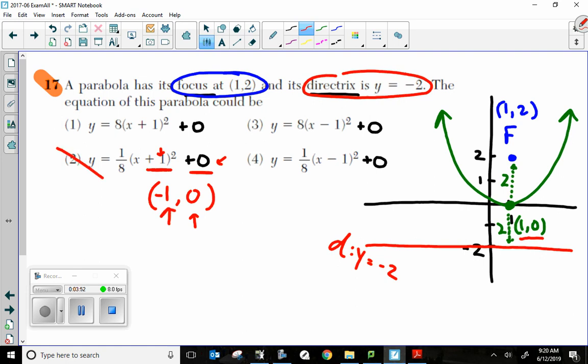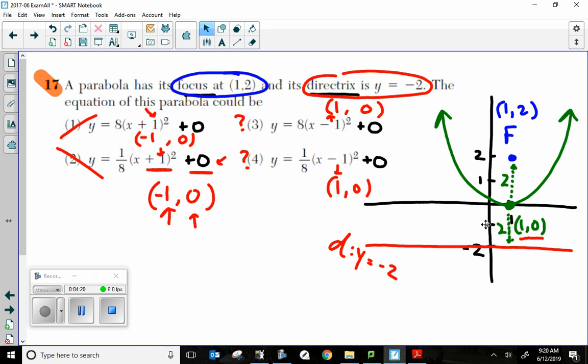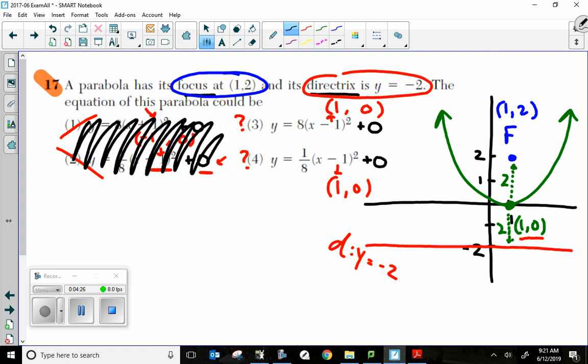So I know it can't be this. If I look at choice 1, this should flip as well. It's -1, 0. It's not this one. I look at 3, well, this should flip and become a +1 and 0. So this is a possibility. And as I look at 4, this should flip and become a +1 and a 0. So it's between 3 and 4 right now. And that's simply from knowing the vertex. So I'm just going to get rid of these. Gone. Bye-bye. I don't care about them anymore.